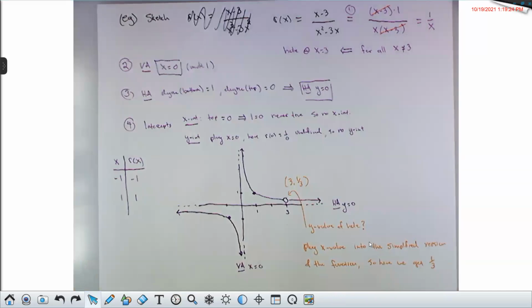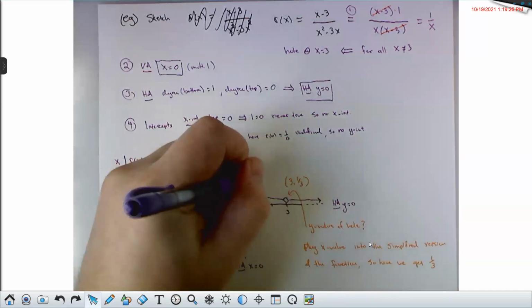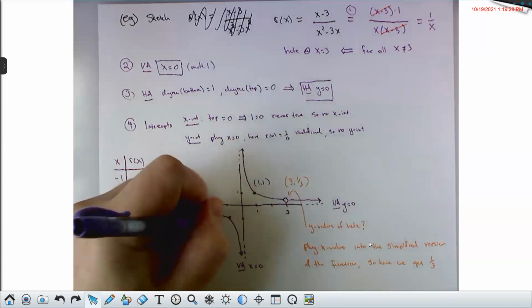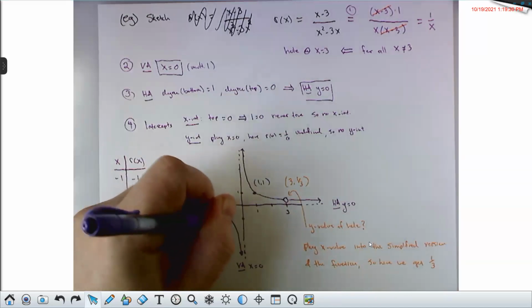And you can use the hole as one of your points, right? So remember, I usually ask you to plot 3 points on a graph. So these would be my 3 points.